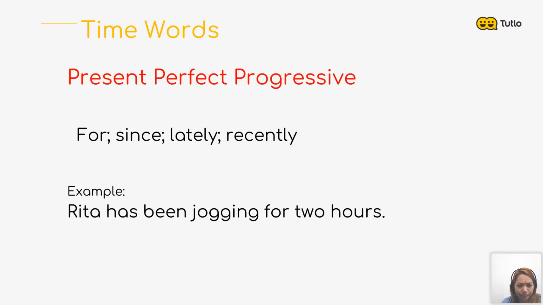As a review, the present perfect continuous tense, also known as present perfect progressive, shows that something started in the past and is continuing at the present time. Rita has been jogging for 2 hours now. Of course, with the word continuous or progressive, you have the verb with -ing. Good. Okay, let's move on.